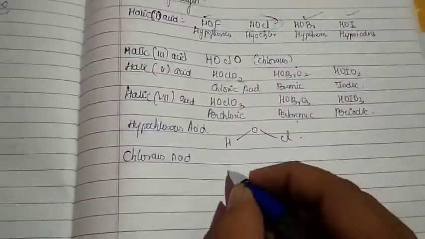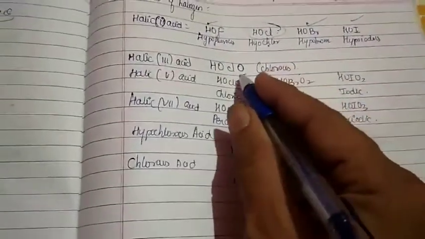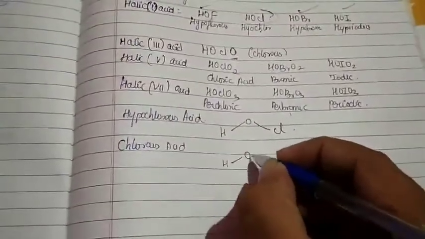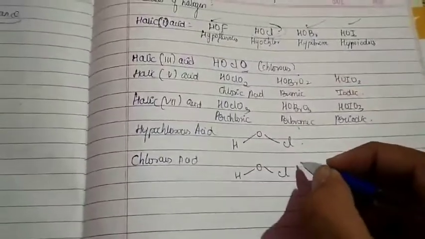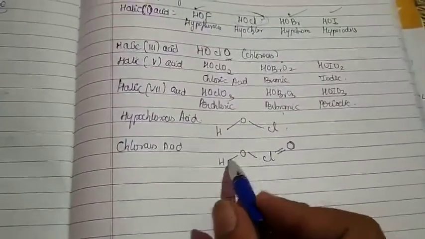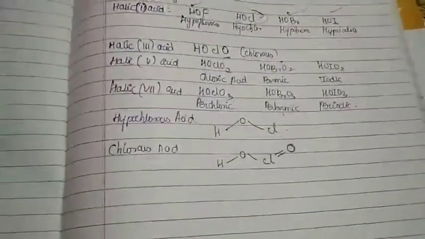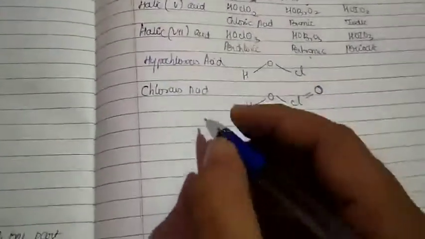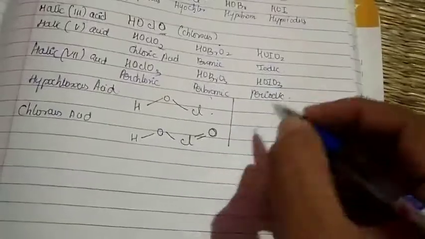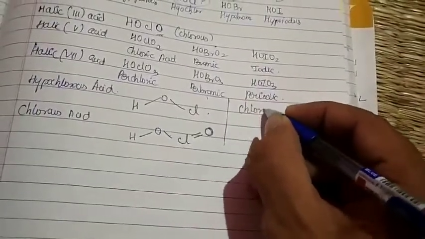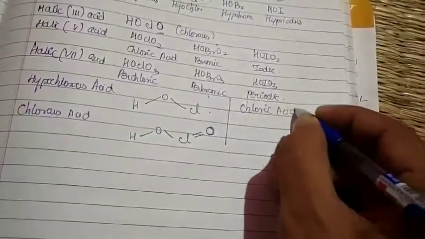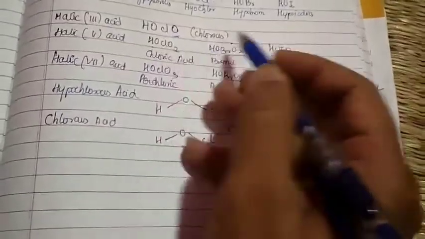Here you have one extra O. HOCl stays the same, and the extra O is attached by a double bond, because oxygen has 2 valencies. Coming to the next part, let me write it here itself: chloric acid. In formula it is HOClO2.